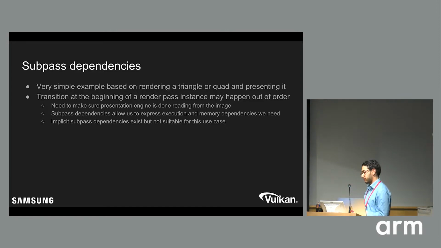So while you can specify the layouts in a subpass for each subpass and specify the final layouts, and then that gets transitioned to automatically, it can still happen out of order. So you've got to make sure that you're doing it right. In this case, you've got to make sure that the presentation engine is done reading from the image, and the subpass dependencies and other external dependencies like semaphores, which I'll explain later on, help us make sure that this is happening in the right order.